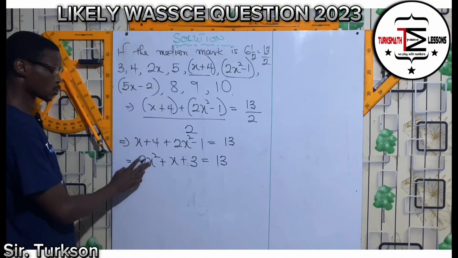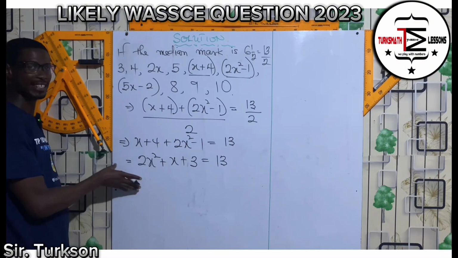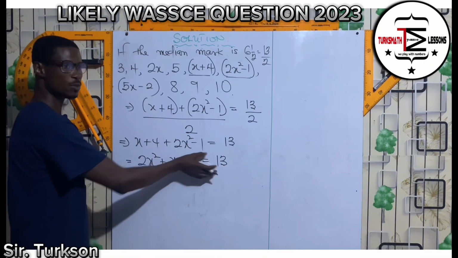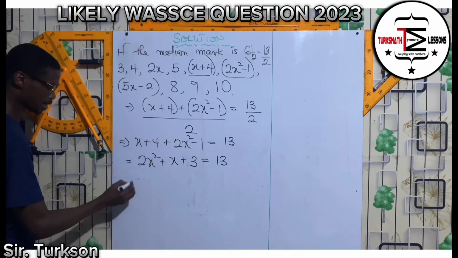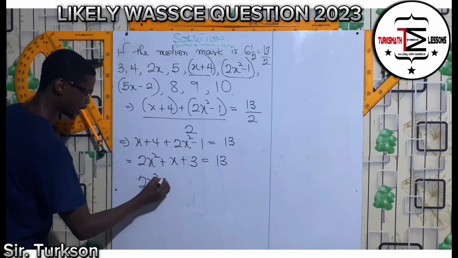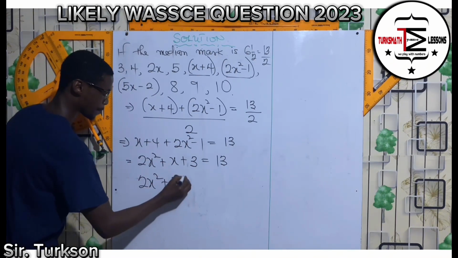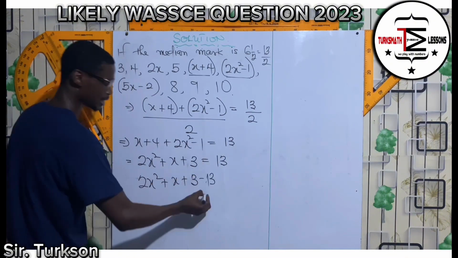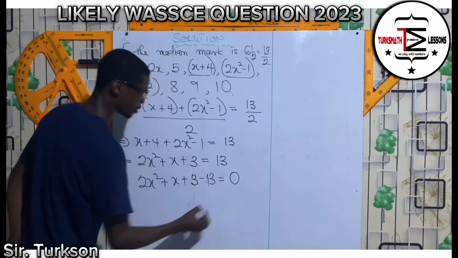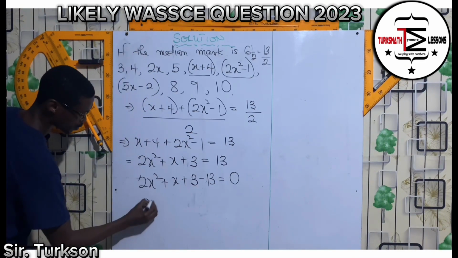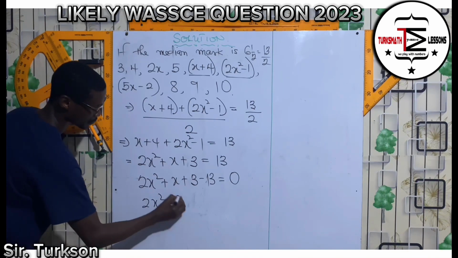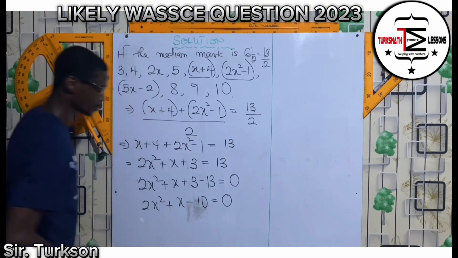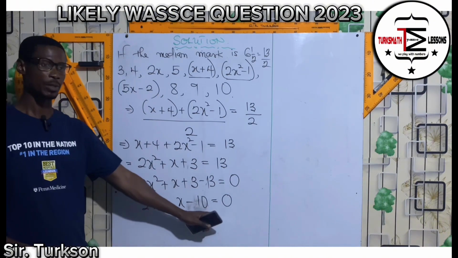Because of the 2x² here, this has given us a quadratic equation. So we need to equate this to 0. We are going to have 2x² + x + 3 − 13 = 0, because when I transpose 13, it becomes minus 13. This gives 2x² + x − 10 = 0. Now we have a nice quadratic equation here.